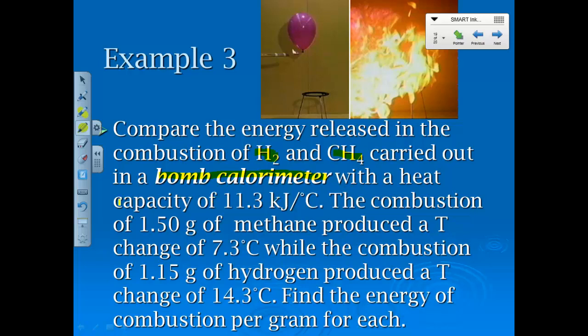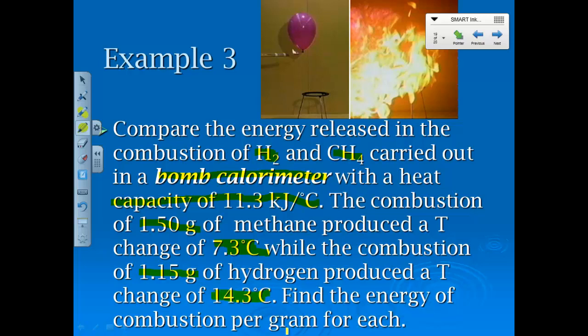Okay, so if we have the combustion of hydrogen and methane, and it's telling me that the heat capacity of the calorimeter is 11.3 kilojoules over degrees Celsius. So this is a property that's unique to that calorimeter. Okay, we're comparing the energy released when we combust methane and when we combust hydrogen. So we took 1.50 grams of methane. We got a temperature change of plus 7.3 degrees Celsius. Okay, the combustion of 1.15 grams of hydrogen gave us a temperature change of 14.3 degrees Celsius.